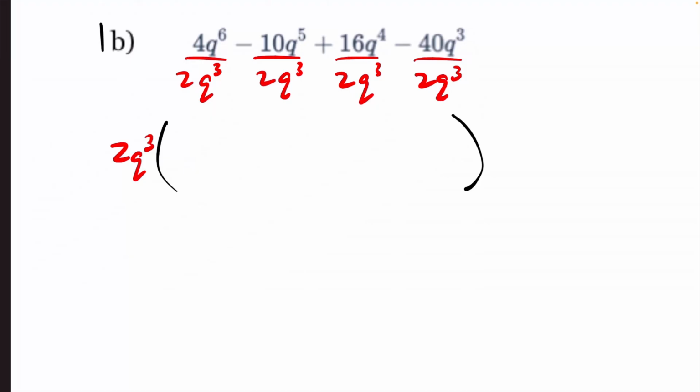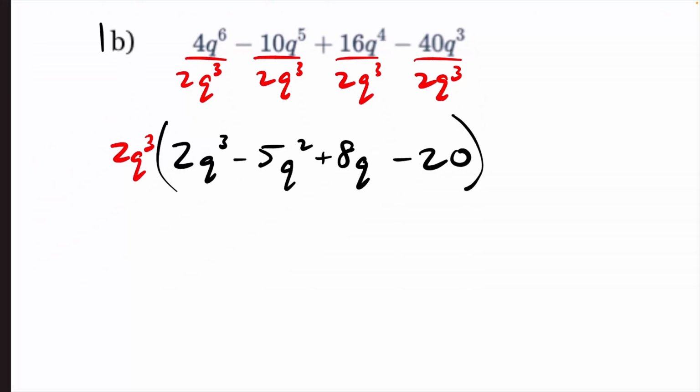So if 2 goes into 4 2 times, if I take away 3 powers, I get Q3. 2 goes into negative 10 negative 5 times. If I take away 3 powers, I get Q2. 2 goes into 16 8 times. If I take away a power, I just got Q. 2 goes into negative 40 negative 20 times. If I take away all the Q's, there's no more left. Okay? So that was step 1. We just did step 1, GCF.